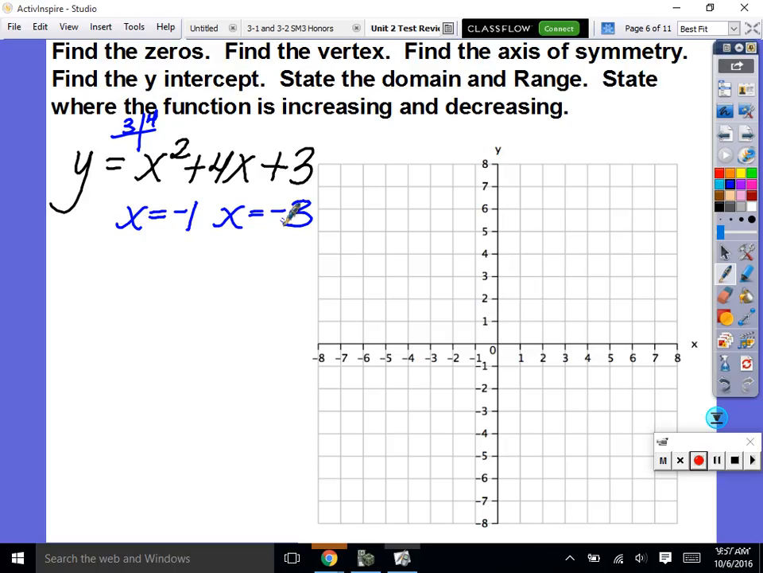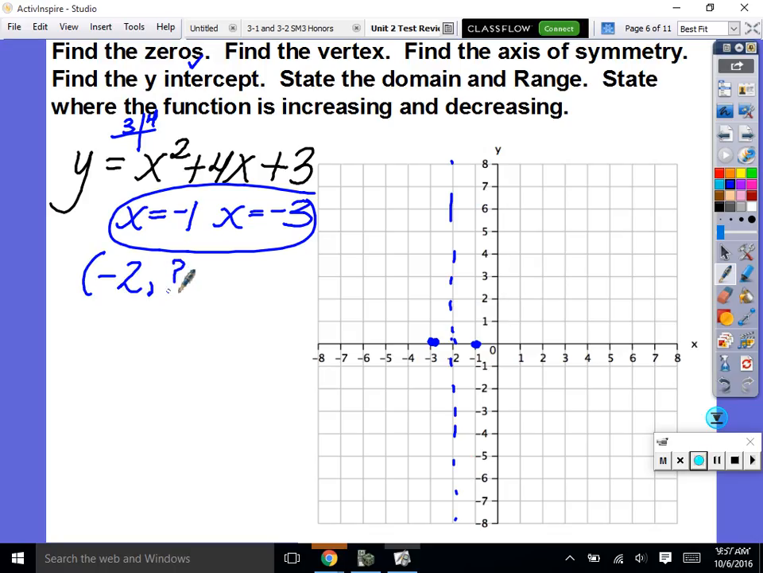Now we'll graph those, -1 and -3. So those are the zeros. So we've answered that part. Find the zeros, there they are. It says find the vertex. Won't it be halfway between the zeros? So isn't my vertex at -2? Again, so my vertex is at -2 comma something.